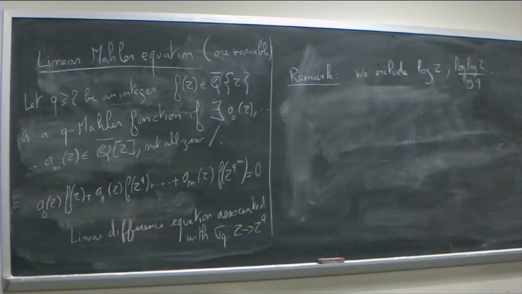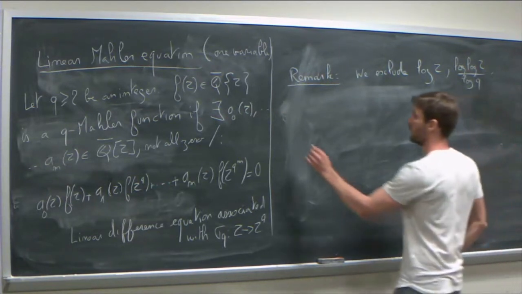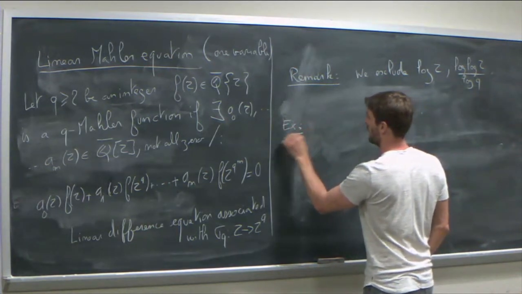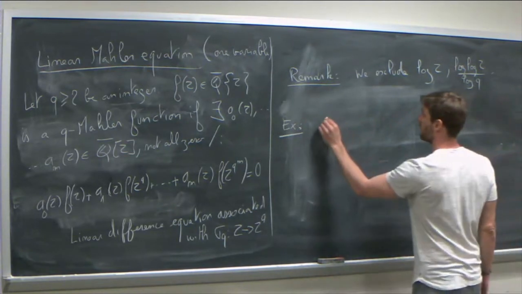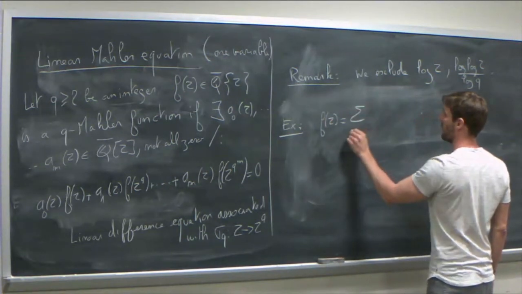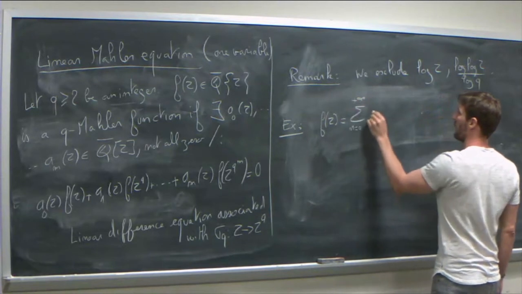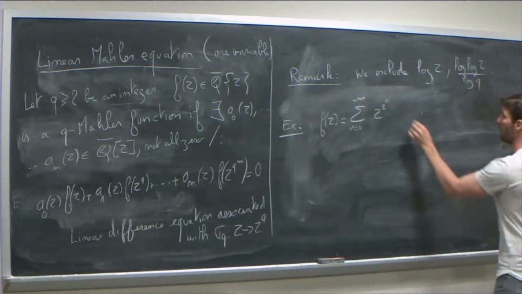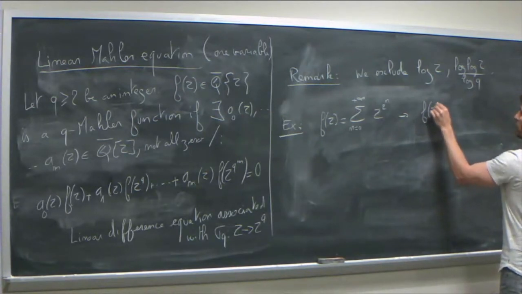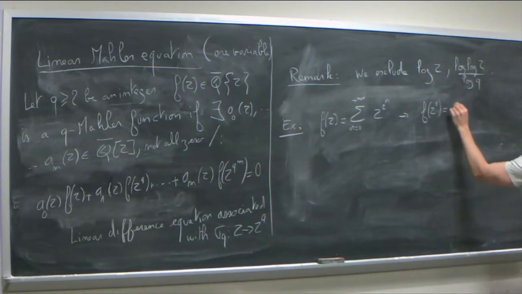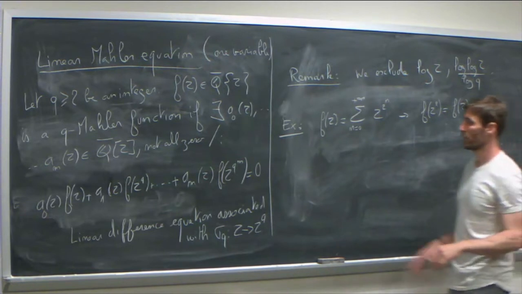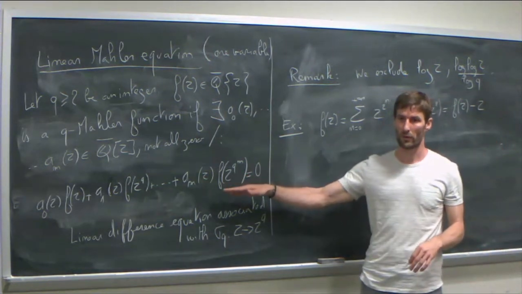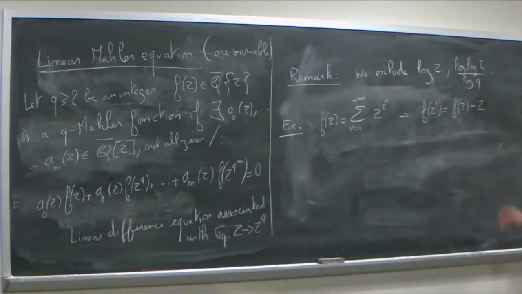What would be good examples of such functions? Yeah, that's good. Thanks. So at this point, I will just first give you the easiest example of such a function. If you consider f of z is the sum over n of z to the q to the n, it satisfies the equation f of z^q is equal to f of z minus z. Of course, it's the same to satisfy a homogeneous or an inhomogeneous equation. You can go from one to the other if you want.